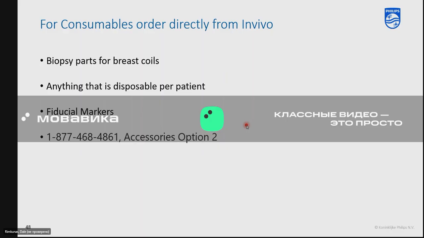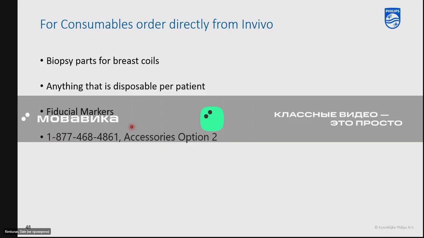Here's some information. I get hit up a lot when people are trying to find specific parts for the older in vivo coils, particularly the biopsy parts for the breast coils, anything that's disposable for a patient that gets thrown off after each patient, fiducial markers, the little face mask, paper sleeve that goes over the face rest for the breast coils. They can't be ordered through SPS because it's a disposable part. So it's kind of tracked differently through regulatory problems in different countries.